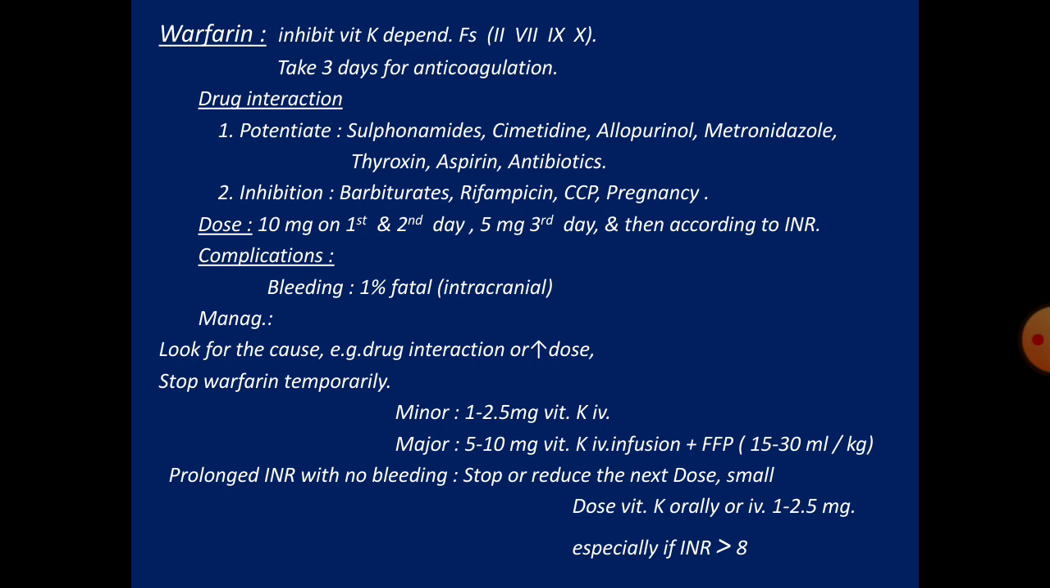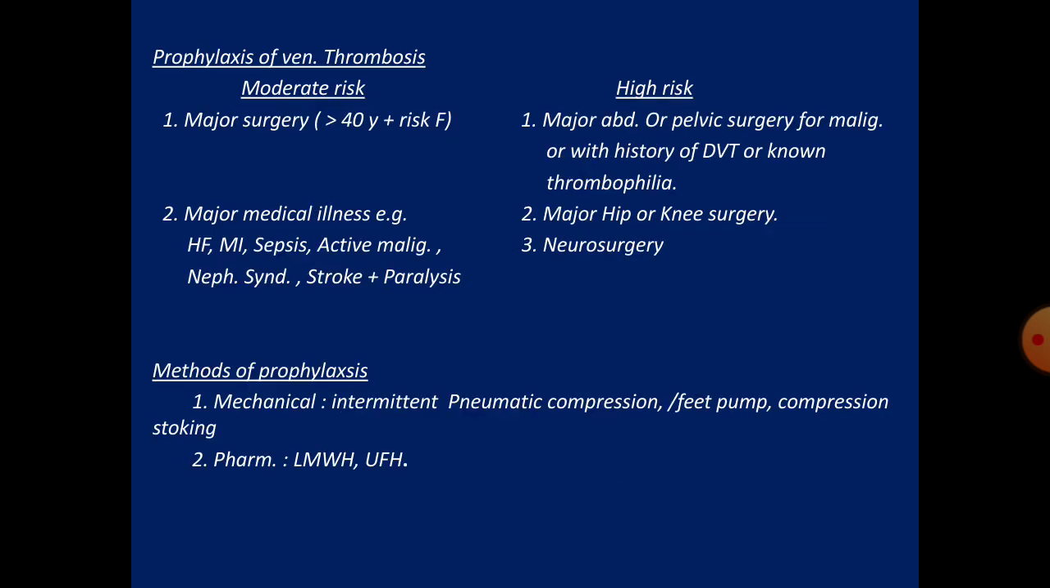For a patient who has a prolonged INR but no bleeding, we just stop the drug, reduce the next dose, and resume with a smaller dose of warfarin. We give vitamin K orally or IV, 1 to 2.5 milligram, especially in patients who have no bleeding but still have an INR of more than 8. So in addition to stopping the drug, we give a small dose of vitamin K, either orally or IV, which is 1 to 2.5.